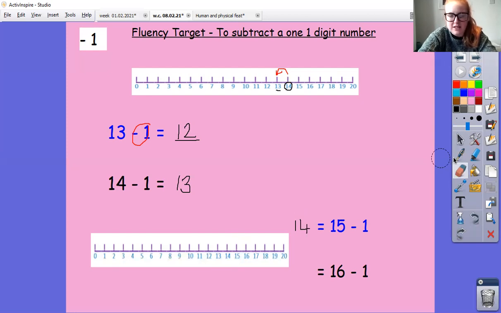Fantastic. Let's have a look at the last one together. So my remaining part equals 16 subtract 1. So how do I know what my remaining part is? I'm going to start on 16. I know 16 is here, and I'm going to jump 1 space back, and I see that my remaining part is 15. 15 equals 16 subtract 1.